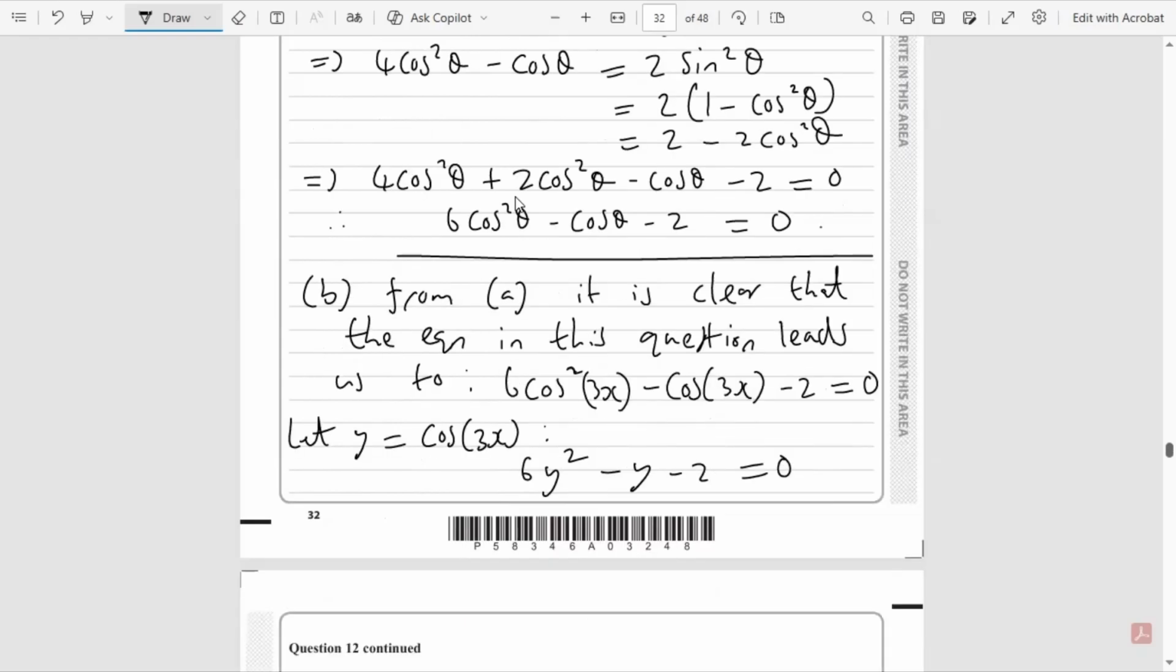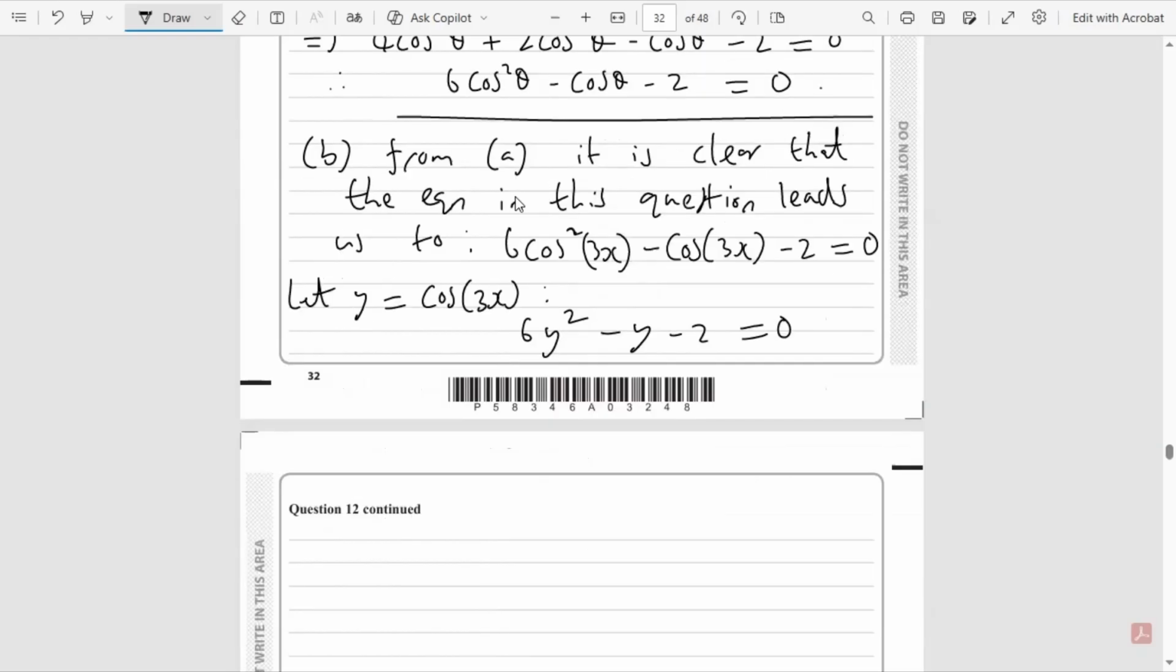Now we can attempt to factorize this quadratic here. What you can do is take the y squared coefficient, 6, times it by the constant minus 2. This gives you minus 12. So we're looking for factors of minus 12 that add up to make minus 1. Hopefully you would be able to realize that you could use minus 4 and 3 to do this. So what we're going to do is write down 6y squared minus 4y plus 3y minus 2 equals 0.